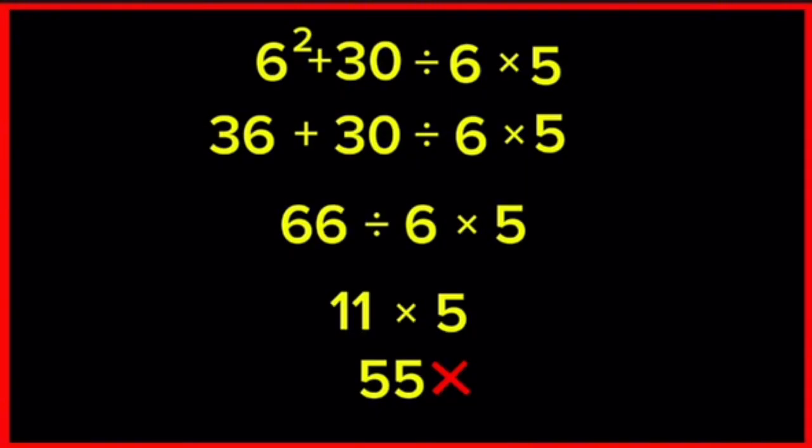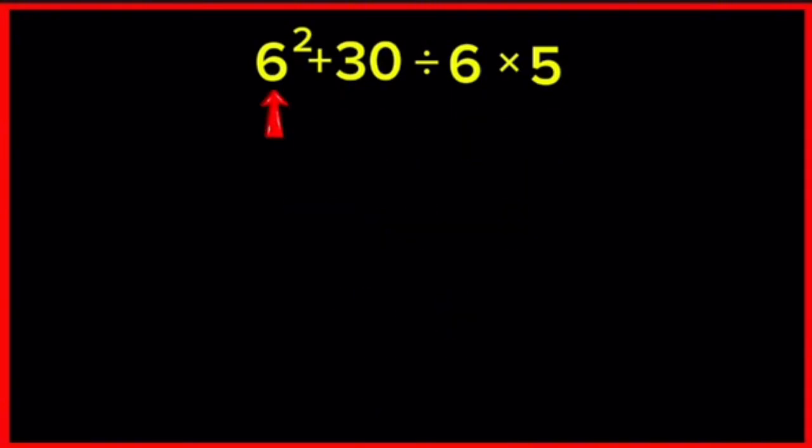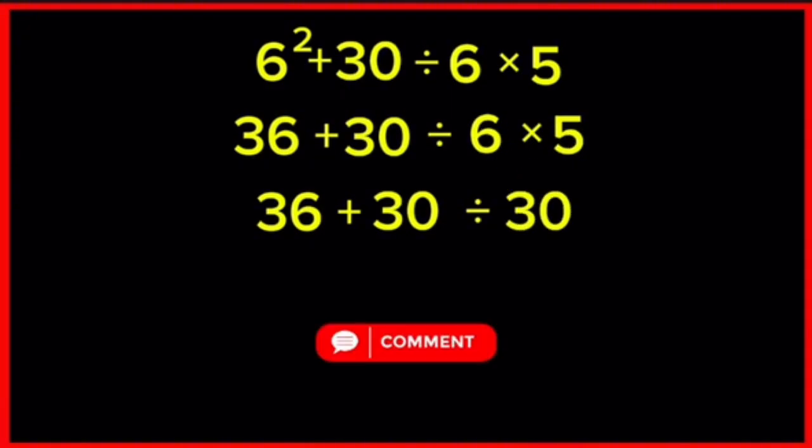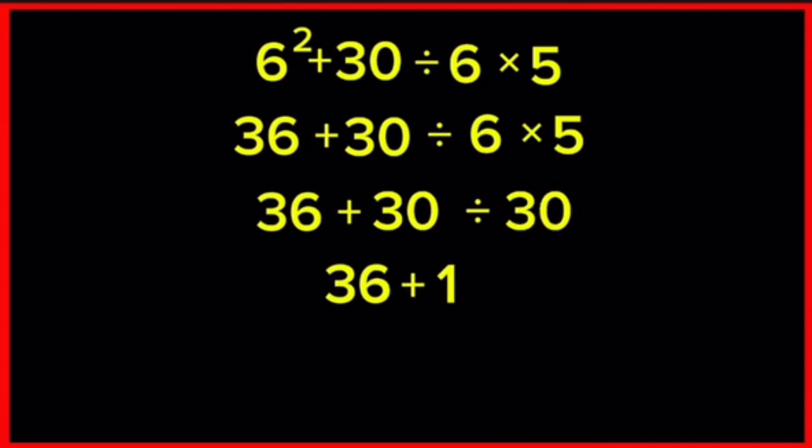Some other people also begin by evaluating the exponent correctly, rewriting the expression as 36 plus 30 divided by 6 multiplied by 5. But then they incorrectly believe multiplication must always come before division. Because of that misunderstanding, they multiply 6 by 5 first and rewrite the expression as 36 plus 30 divided by 30. Then they divide 30 by 30 to obtain 1, giving them 36 plus 1, which results in 37. However, this answer is also absolutely wrong.